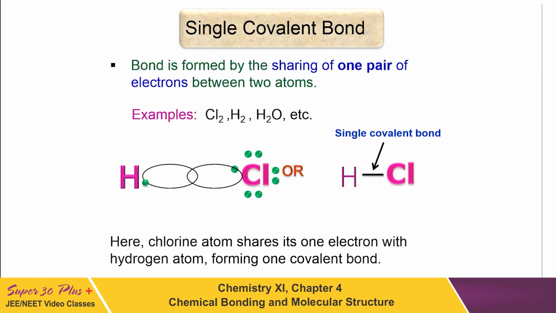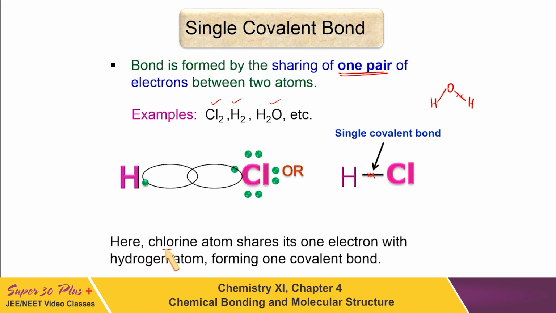Now what are the examples of the single covalent bond? This bond is formed by the sharing of one pair of electrons between the two atoms. Examples could be chlorine, hydrogen, HCl, or water. In HCl, you see a pair of electrons which is shared between hydrogen and chlorine. Same as water: in water, a pair of electrons is shared between oxygen and hydrogen.